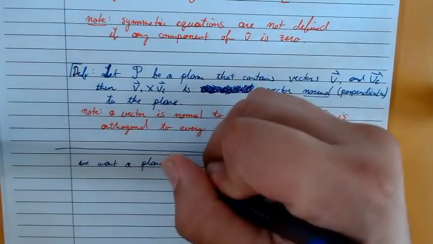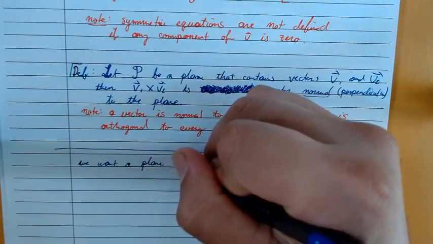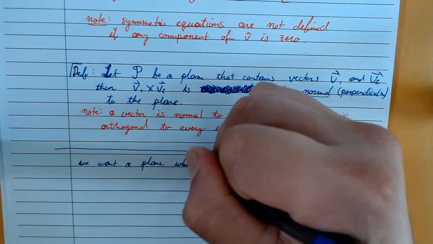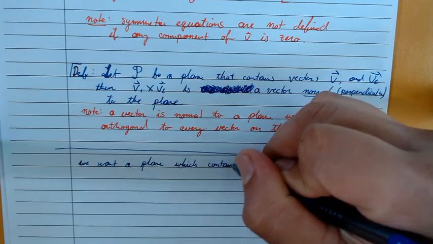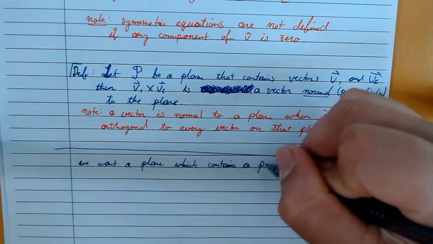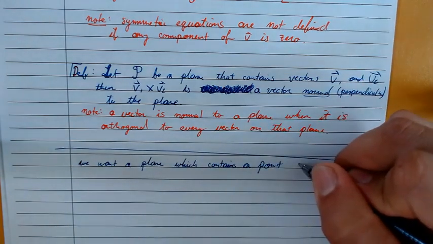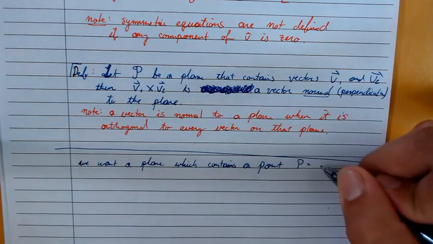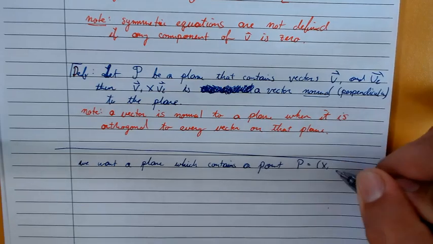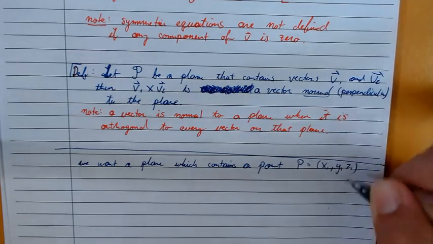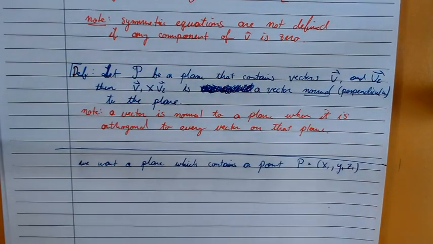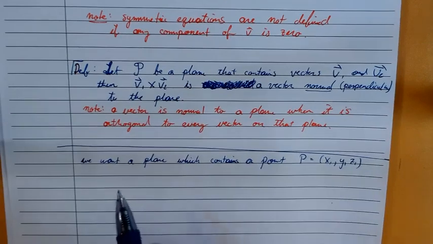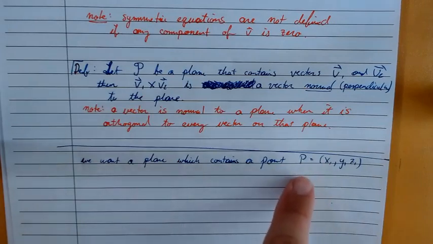We want a plane which contains a point, which we'll call P, same as before. We'll call it x1, y1, z1, just to keep it simple. So what is a plane? Really, the plane is all the points on that plane. So we're looking for a bunch of points. We want a plane that contains a point P.